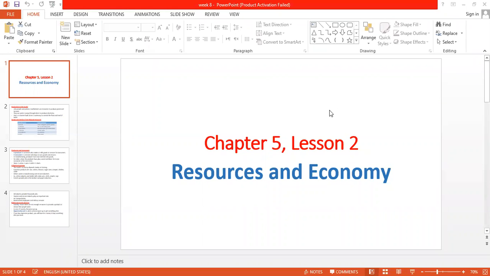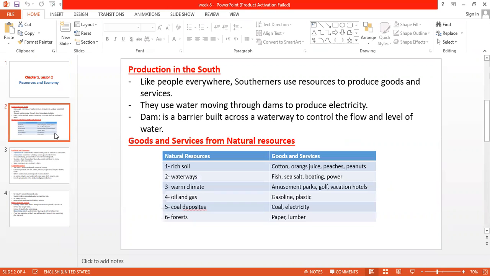Today we're going to start a new lesson. This one is chapter 5, lesson 2, resources and economy. This lesson is about the South region in America, resources and economy in the South. Okay, let's start. Here, guys, we start with the first title, production in the South.